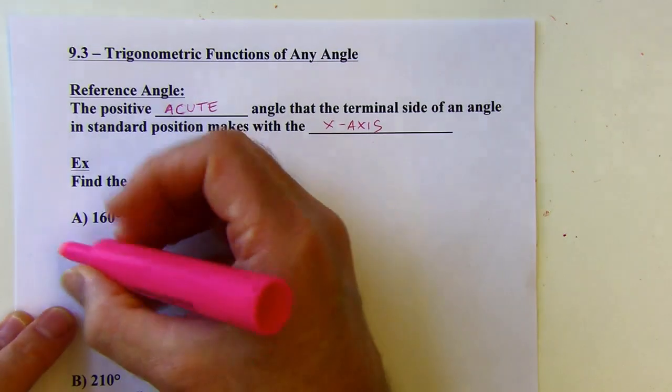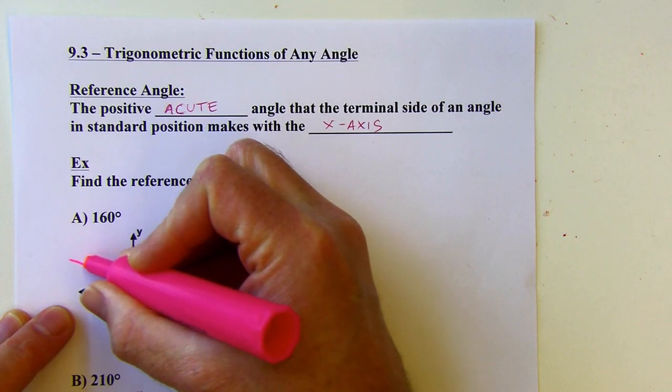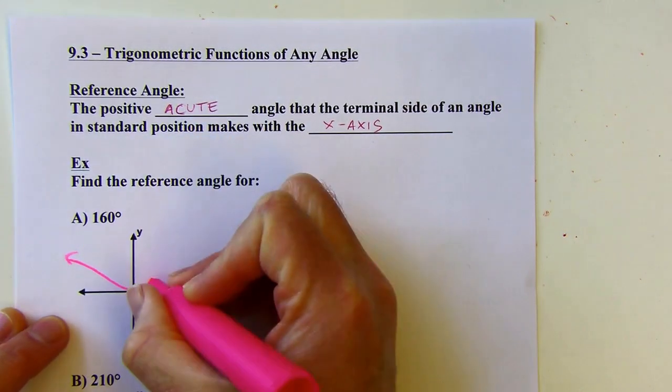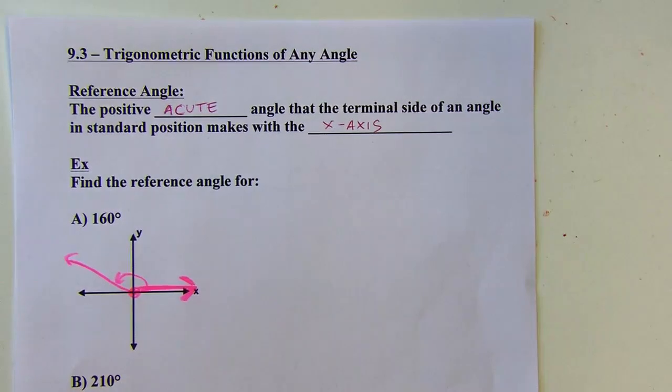I'm not going to measure this out, but you could measure it out with a protractor. It's going to end up something like that, right? That's a 160-degree angle in standard position, okay?